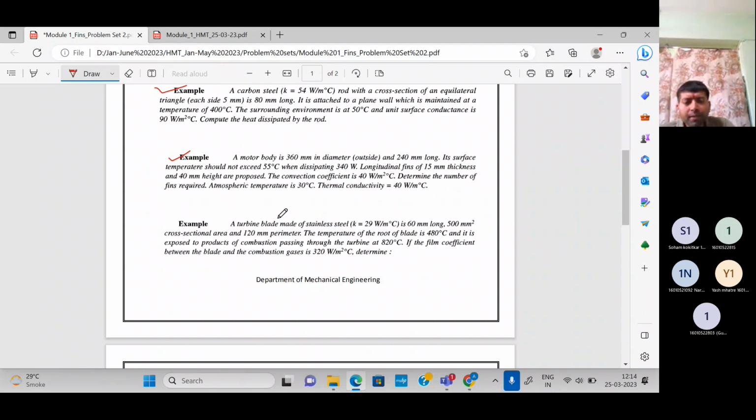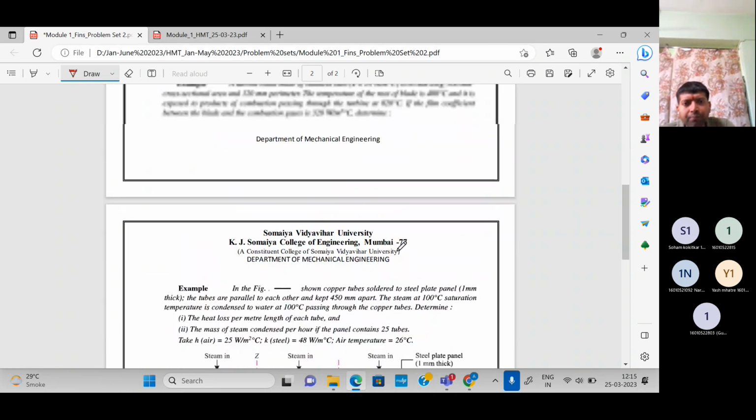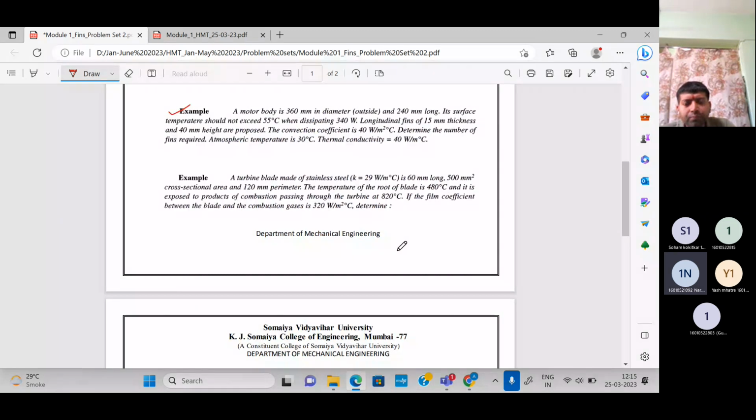Let's see. Problem 6. A turbine blade made of stainless steel has a cross section area of 500 square and a perimeter of 120. The temperature of the root of the blade is 480 degrees Celsius, and it is exposed to the effect of combustion gases passing through the turbine at 820 degrees Celsius. The film coefficient between the blade and the combustion gases is 320 watt per meter square degree Celsius. Determine. Sir, your voice is not audible that much.